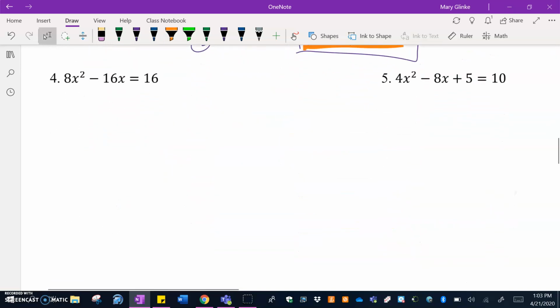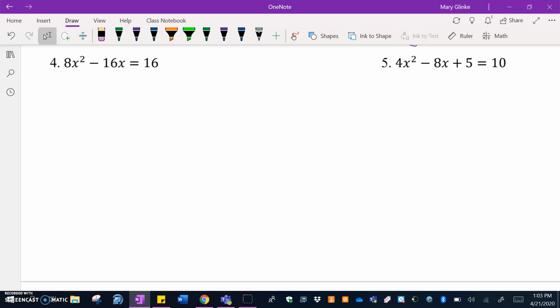Okay, so let's go ahead and try numbers 4 and 5 together. These ones are slightly different than the ones before because now you'll notice that you have a coefficient here. So we're going to start the same way. We're going to move the constant over. And so we have done that. So we're going to get it into the ax squared plus bx equals c. But now we're going to have to do something a little bit different. We're going to complete the square the same way we did yesterday.